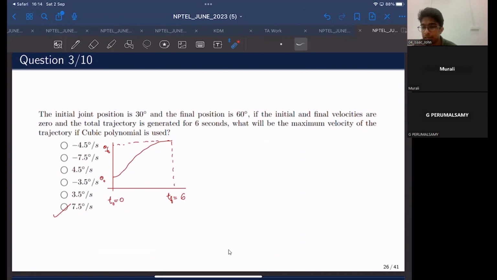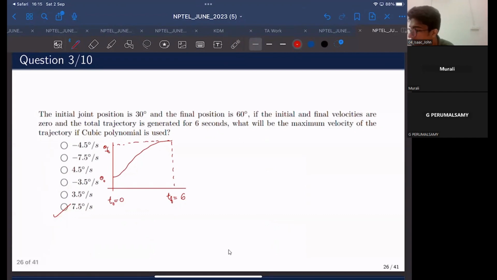3 by 2 theta f. Yeah, that is the correct formula. But I'll just briefly give you the procedure. If you don't like to remember formulas, just like in my case, I would do this quickly by hand.